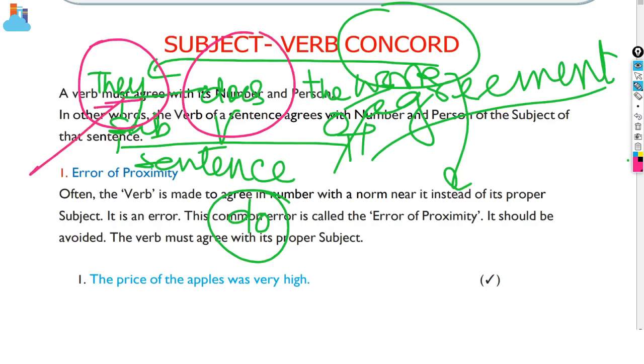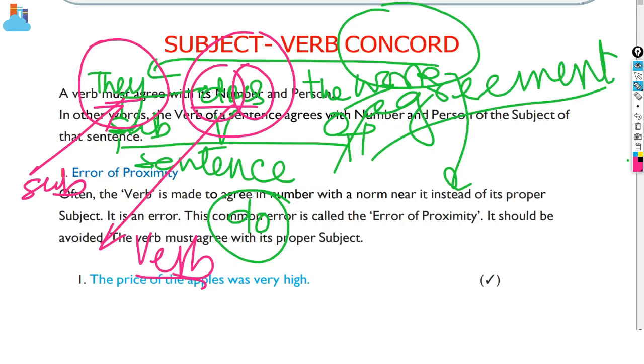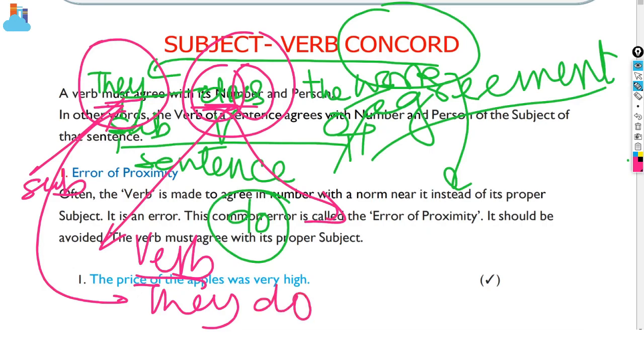So we have found out that this is the subject. We have found out that this is the verb, and the original form of this verb is do, and it takes es because the verb is in the present simple. All right. Therefore, the subject must agree with the verb. The correct form of the sentence will be "they do the work."